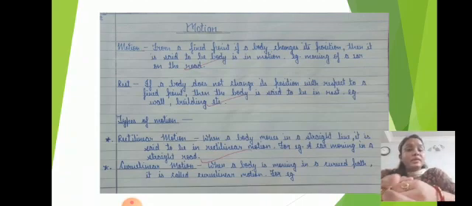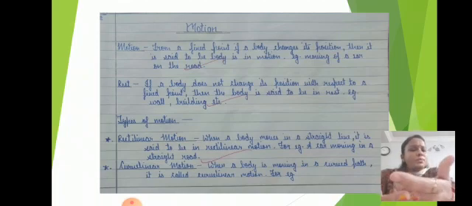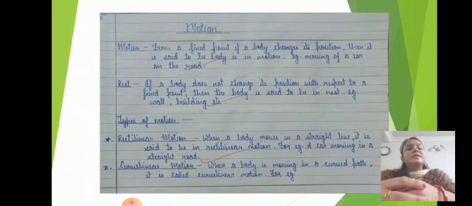On the other side, you can see here the rest. If a body does not change its position with respect to the fixed point, then it is said to be in the state of rest. For example, wall, building, you can give more examples for that. But motion and rest are relative terms. How can we say that?